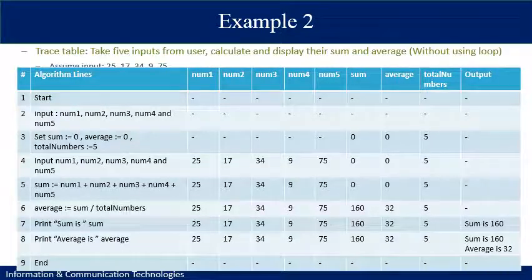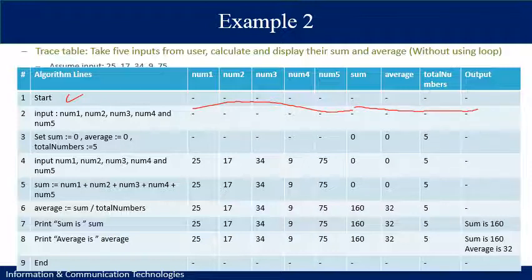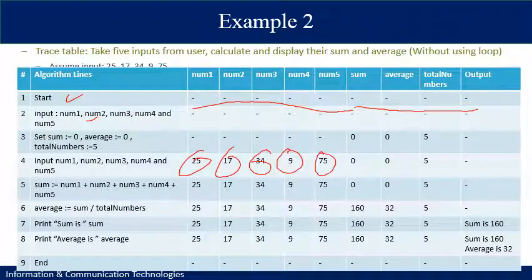So here is the trace run of the same algorithm. We can see in the start we have all the variables equal to null. Once we take the input, we have 5 different numbers input by the user. So we get the sum equal to 0 and average equal to 0, and total numbers we know beforehand are 5.